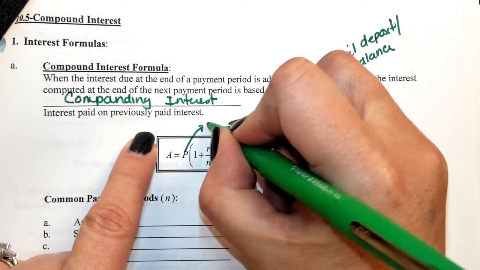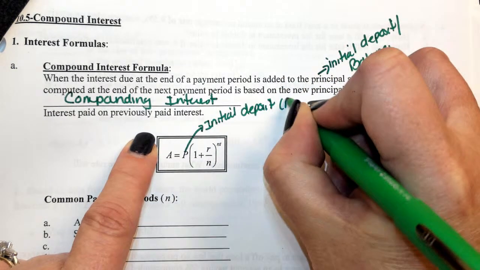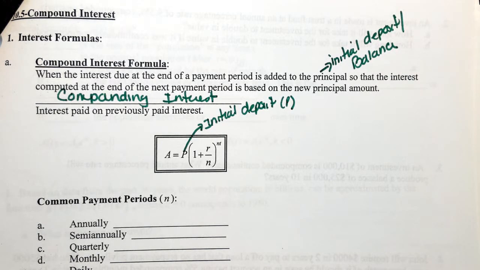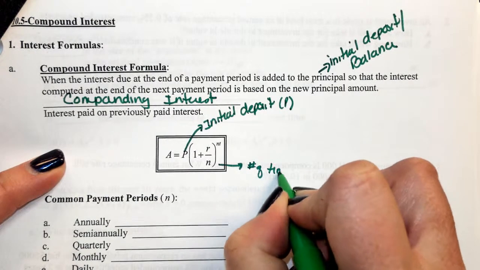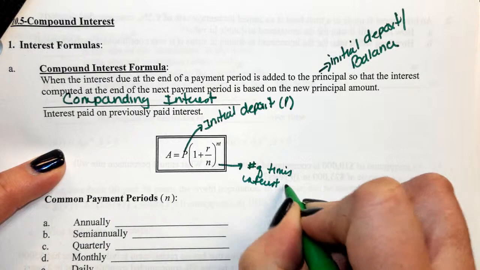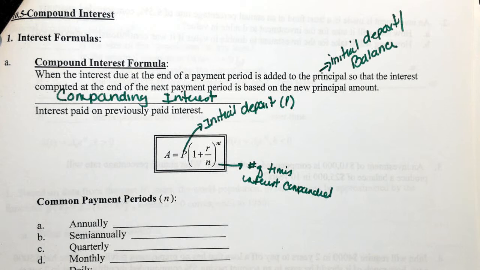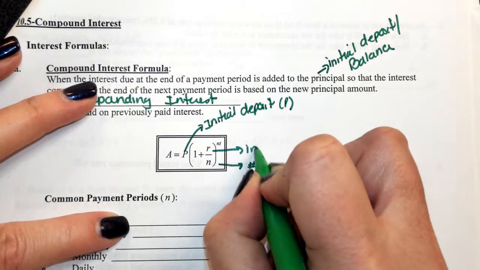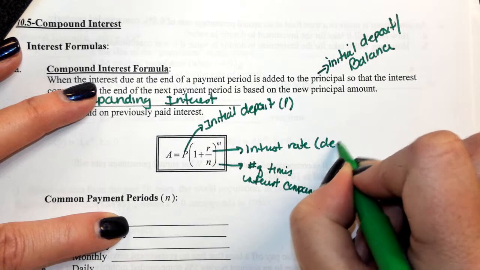This P is your initial deposit. So if you take $100 and deposit it into your account, and open up an account, that would be your P value. N is the number of times interest is compounded. R is your interest rate. And again, when you're using these formulas, you want to make sure you convert this into a decimal if needed.